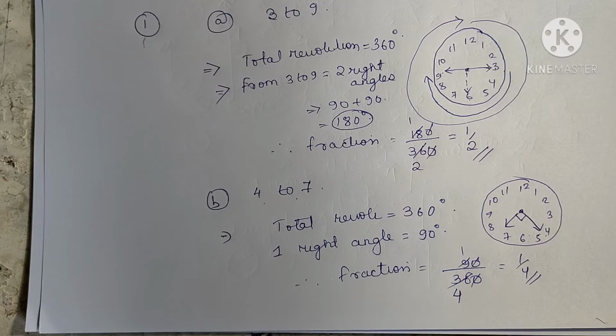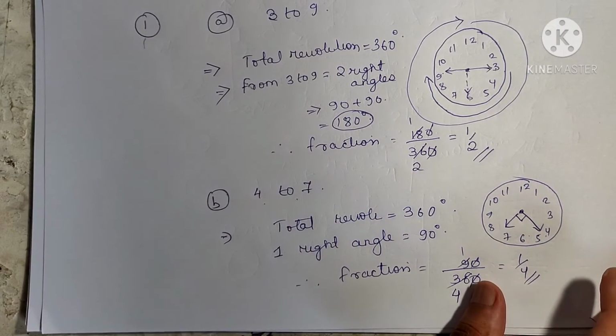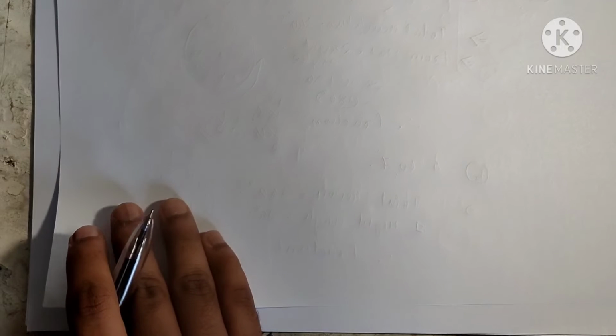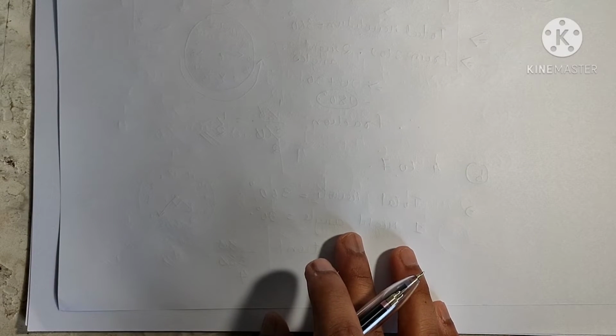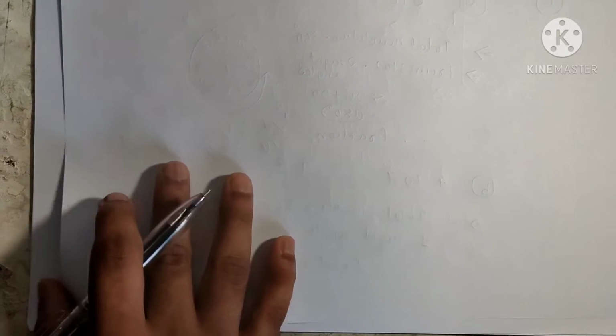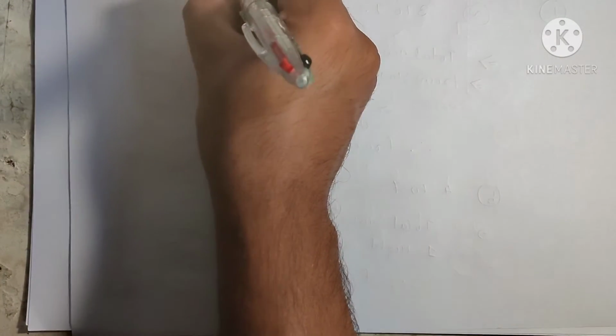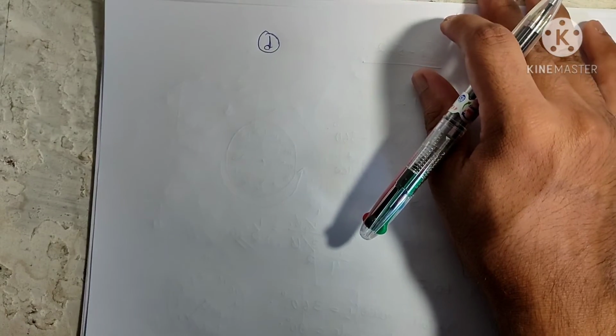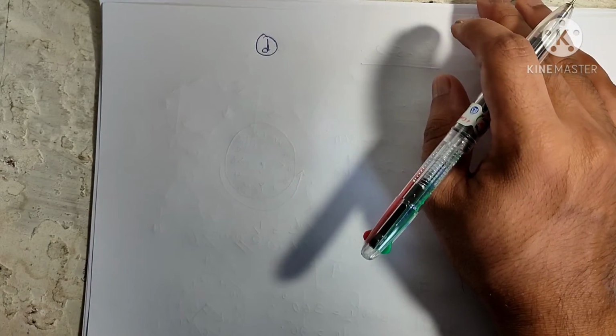Okay, the next is 7 to 10. Here also, if you see, number C, 7 to 10. Okay, 7 to 10 is also only one right angle. So I'll solve number D, because in number C we are also again having only one right angle, because from 7 to 10 it is having only one right angle.